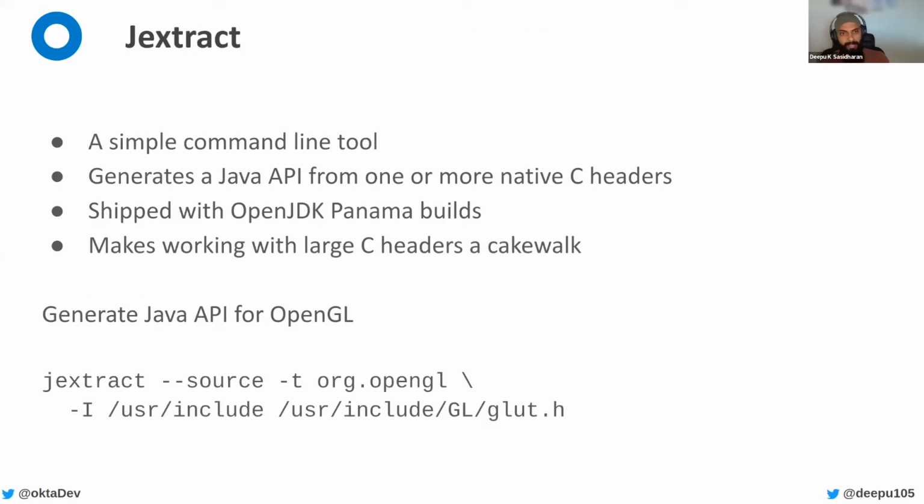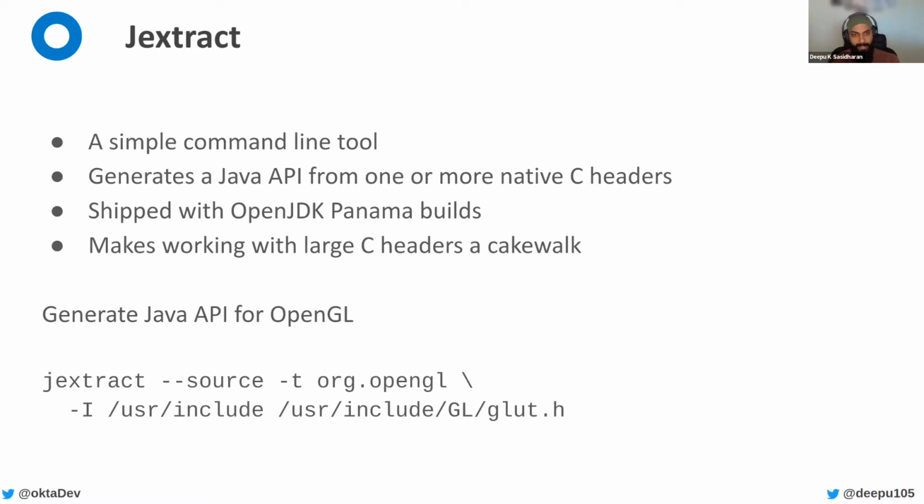And finally, there is also a fantastic new tool called Jextract. Though it's not part of the JDK itself, it's bundled as part of the JDK, like jlink or stuff like that. It is quite essential, and we'll see why. It's a simple command line tool. It generates a Java API for a native C header. So you point Jextract at a native C header and run it, and it will create a Java API for that entire header file.